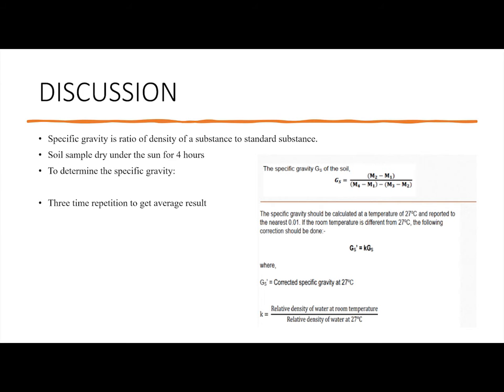For the discussion, specific gravity is the ratio of the density of a substance to a standard substance. In my case, it's the ratio of the density of the soil sample to water. So in this experiment, I dry the soil sample under the sun for 4 hours, and to determine the specific gravity, we will use the formula provided on the right side of the screen. And for accuracy's sake, I repeat the experiment 3 times and get average results.